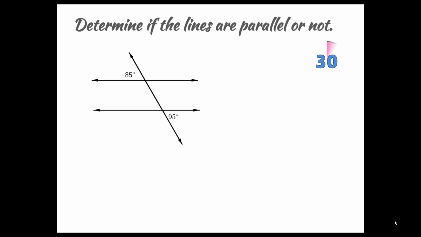Right here we have another example. Our angle pair that we are given to determine is 85 degrees and 95 degrees.